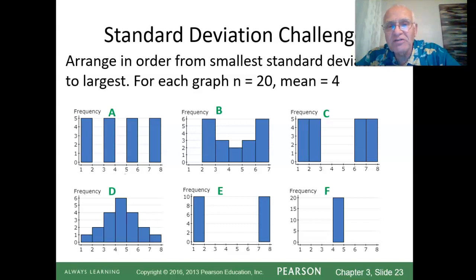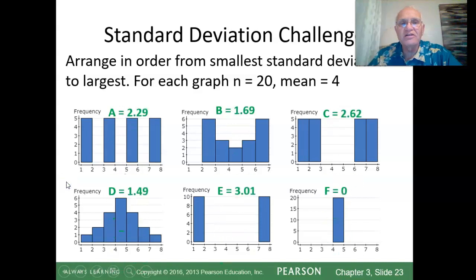You can stop the video now and see if you could do that, and then I will reveal the answer and see if you got the same answers as what I'm going to show you here. So let's reveal the answers. I'll click on this, and you see those are the standard deviations, and the smallest one would be the F, where there's very little variability.